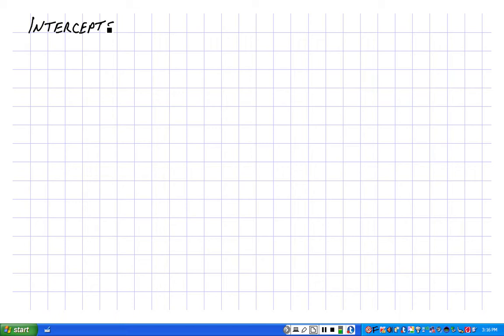Now when we're talking about intercepts, basically all we're saying is an intercept is a point where a graph touches an axis. That's all we mean by intercept. It's a point where a graph touches an axis.